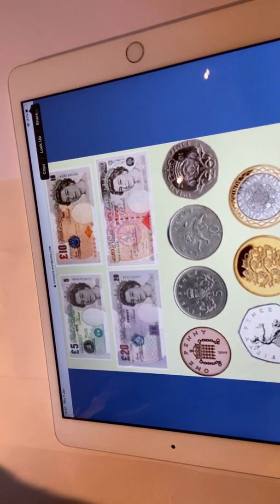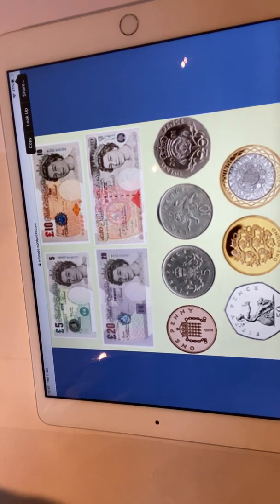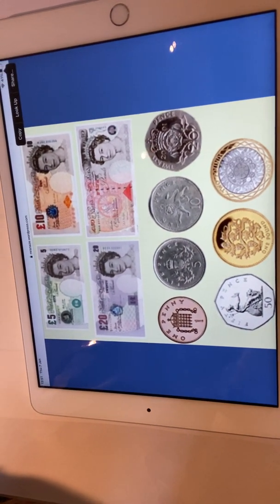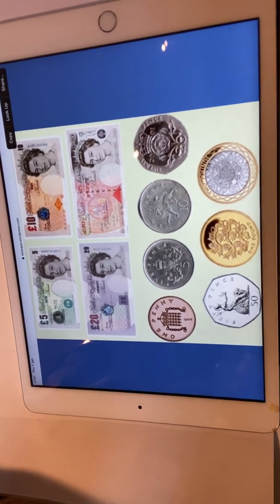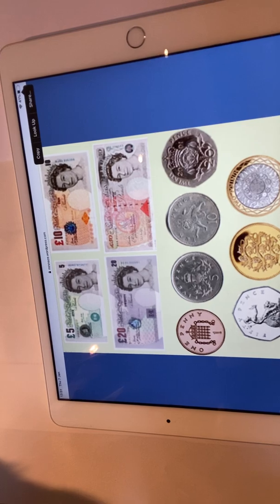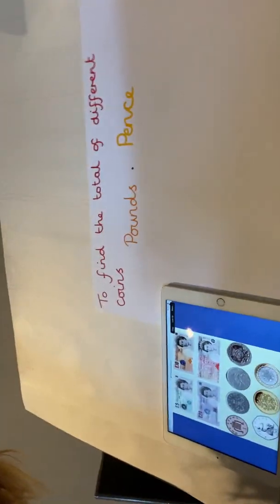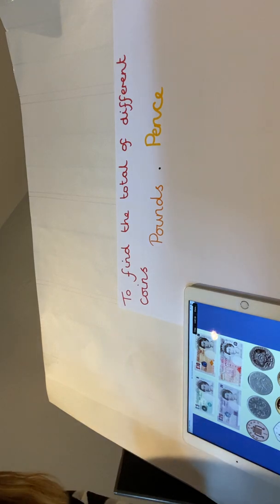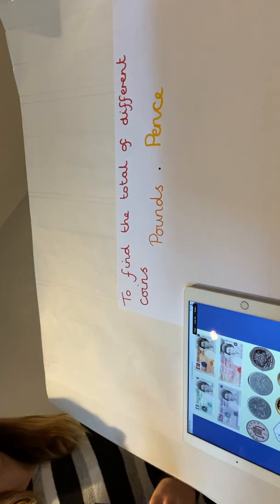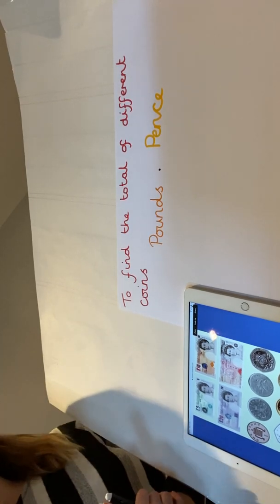We have our £2 coin at the bottom, our £1 coin, and then we go into pence. We've got 50 pence, 20 pence, 10 pence, 5 pence. The 2 pence is missing for some reason. And then we've also got a 1 pence. So today I'm going to show you how you might go about trying to add some of these different coins together to work out how much the total is. Total just means the same as all together.